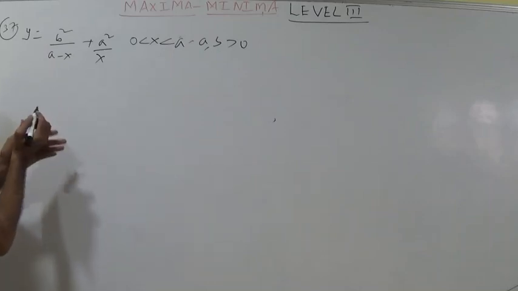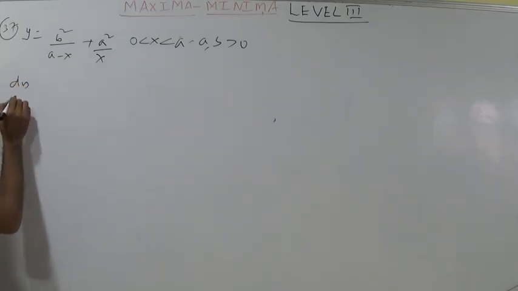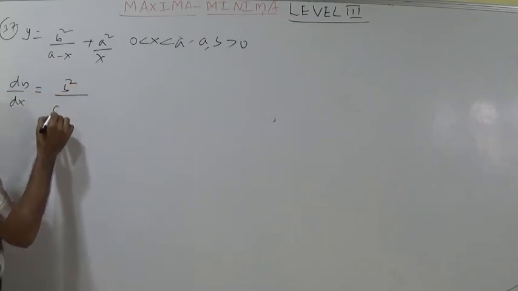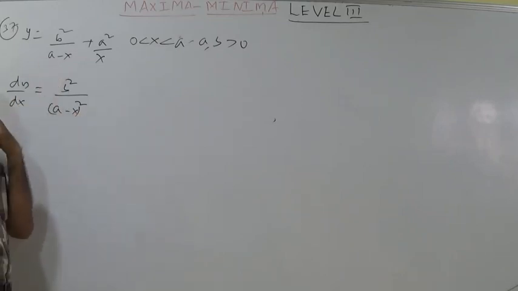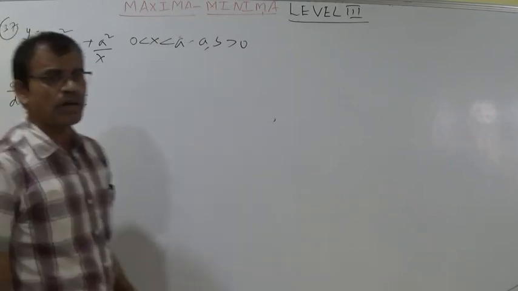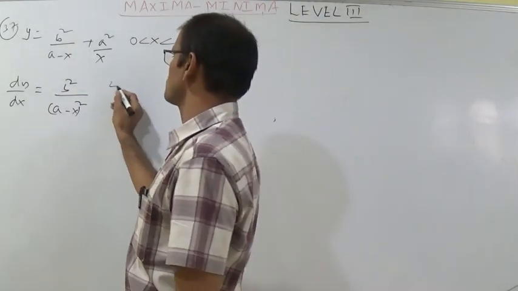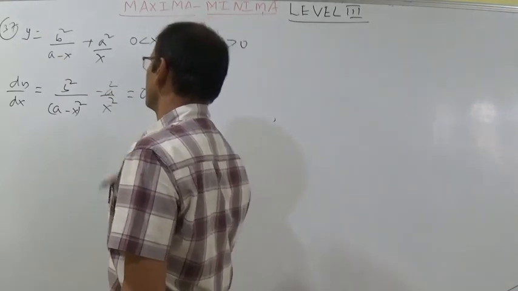Let us discuss to find whether y is minimum or maximum. dy by dx is equal to 0. Here I am writing dy by dx is equal to 0: b square by a minus x whole square, because the derivative of 1 by x is minus 1 by x square, and the derivative of minus x gives minus 1, minus of minus becomes plus, b square by a minus x whole square minus a square by x square is equal to 0.